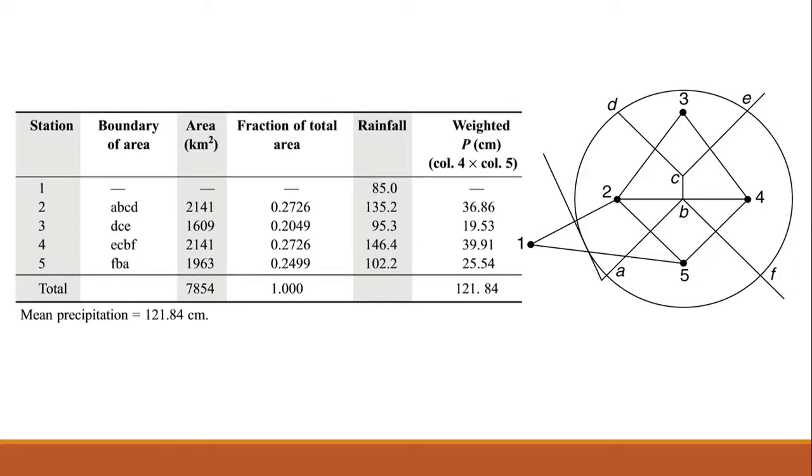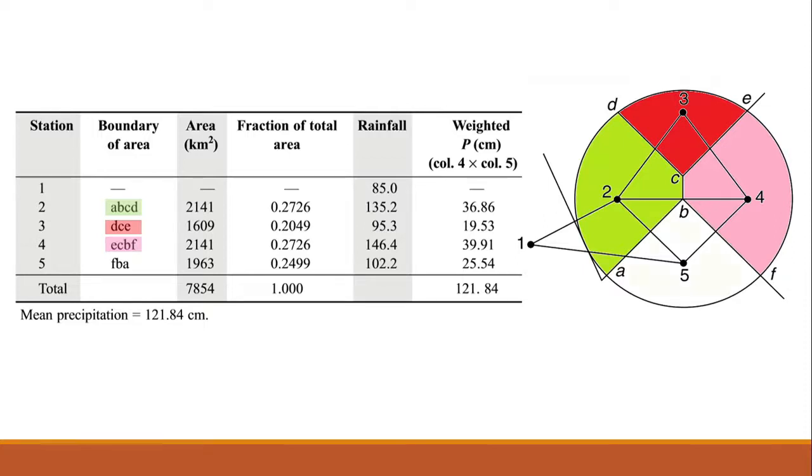So Station 1 doesn't have any area covered, so we'll move on to Station 2. Station 2 is bounded by the polygon ABCD, colored in green. Its area is 2,141 square kilometers. Station 3 is bounded within the polygon DCE and has an area of 1,609 square kilometers. Station 4 is within the boundary of polygon ECBF, colored in pink, and has an area of 2,141 square kilometers.